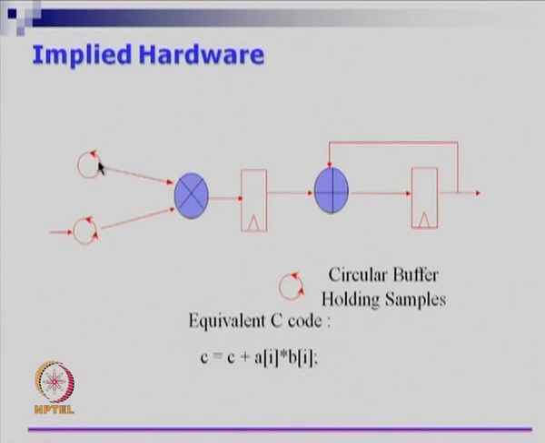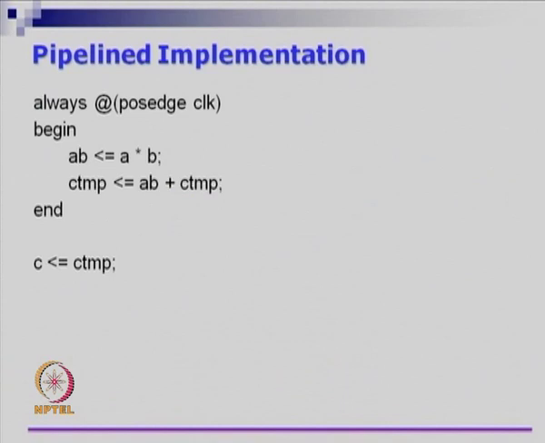You take one at a time from here and here, multiply them, put the result here, and take the previous value of C temp, add it to AB, and that gives you the next value of C temp. Once you do that, this buffer rotates by one step, this rotates by one step, and that gives you a new input along with a new coefficient. If you keep doing this, it is equivalent to doing C equals C plus A of I into B of I. So a pipeline implementation is as simple as that.